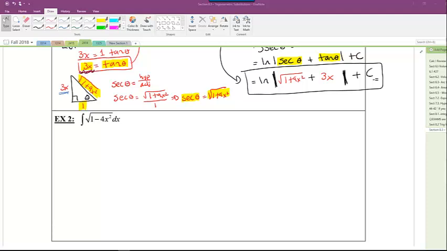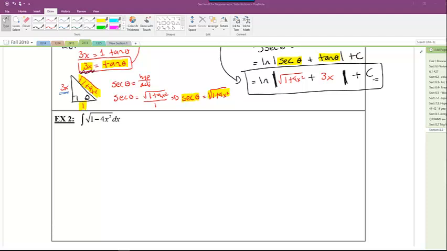Let's look at example 2. Example 2 is the square root of 1 minus 4x squared dx. Again, this is not a problem that I can handle with a u substitution or integration by parts, so it's a problem that has a polynomial in quadratic form and something that I can use a trig substitution for.